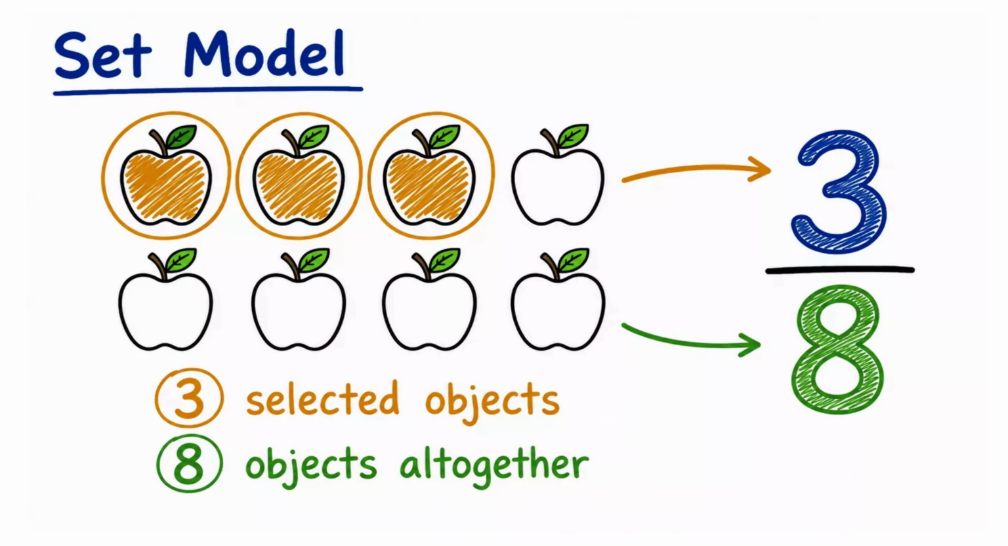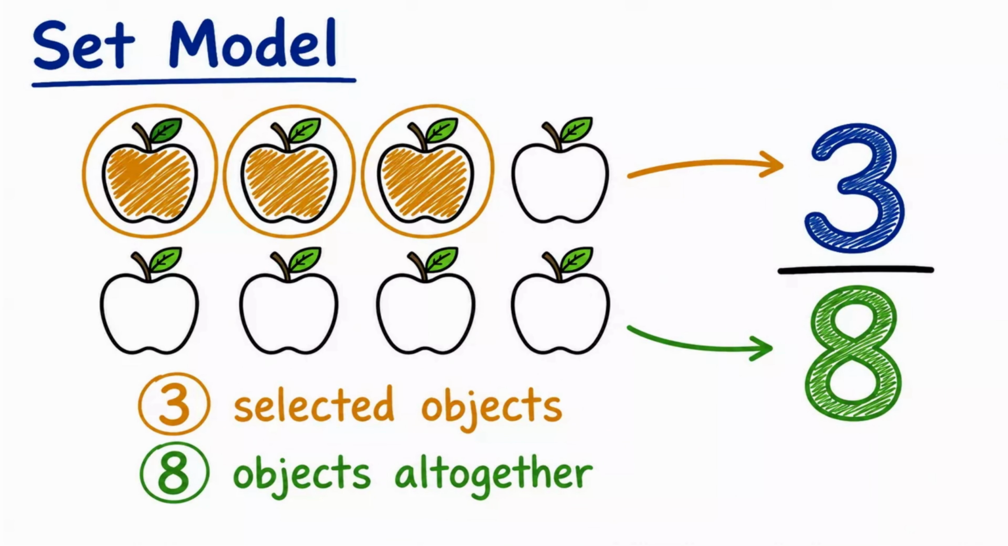Fractions can also describe part of a group. This is called a set model. Here, we have 8 apples altogether. 3 of the apples are selected. The denominator tells us the total number of objects in the group, so our denominator is 8. The numerator tells us how many objects are selected, so our numerator is 3. 3 out of 8 apples are selected. The fraction is 3/8.